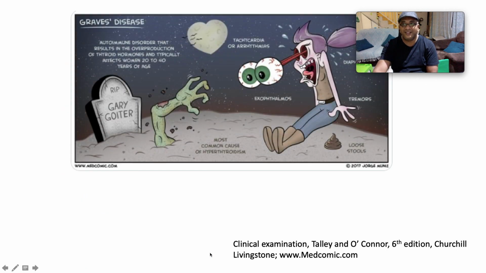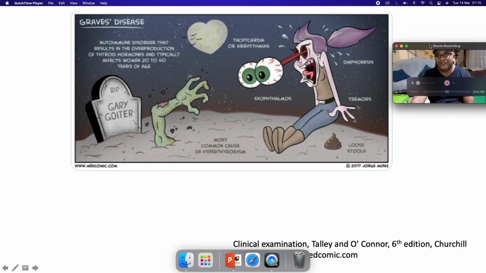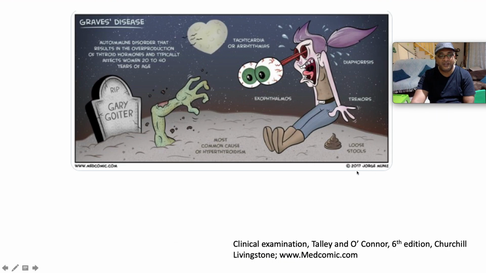Okay, this is a nice, funny way to represent the features of Graves' disease, courtesy of our colleague George Munoz over at medcomic.com. God bless you, sir. So here we can see what happens in Graves' disease. So grave, because this guy is called Gary Goiter, and this is his grave. We see a lady looking at his hand coming off from the ground. She's getting obviously very anxious. So she has a tachycardia, an arrhythmia, she has diaphoresis, tremor, and her eyes are bulging out, speaking to exophthalmos. She crept on the ground, speaking to loose stool, right?